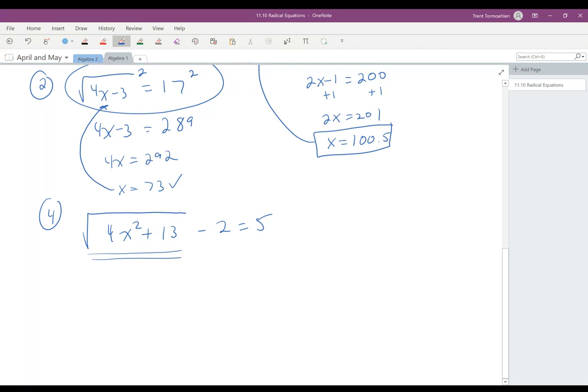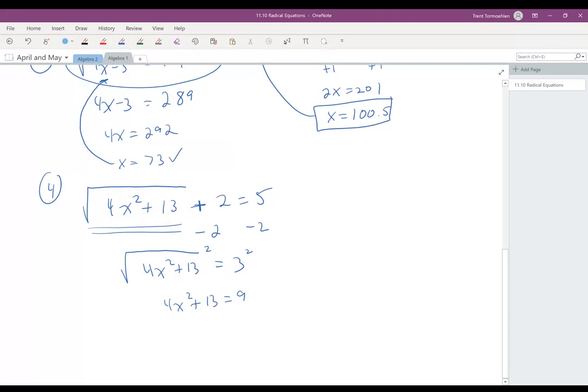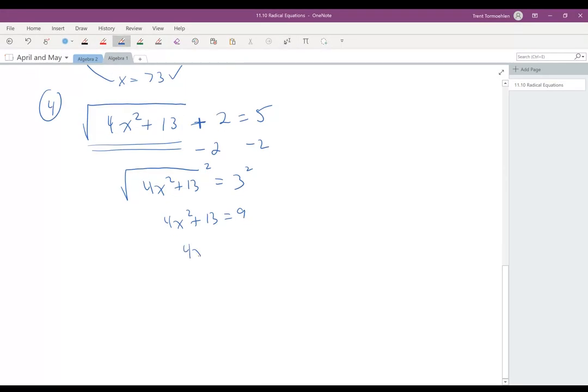And so the first thing that you should, my bad, this problem was plus 2. The first thing you're going to do is subtract 2 from both sides, and that's going to give you the square root of 4x squared plus 13 equals 3. When you square both sides, you get 4x squared plus 13 equals 9. So now we run into a problem, because when we subtract 13, we get 4x squared equals negative 4, which means x squared equals negative 1.